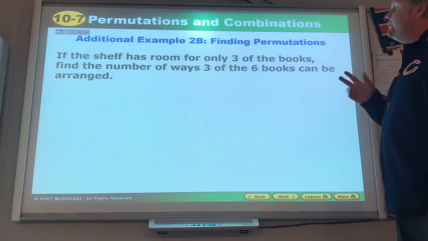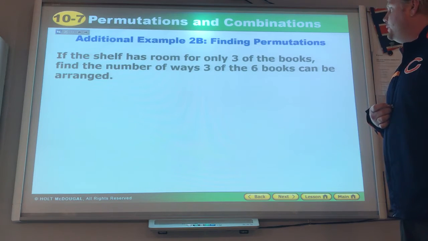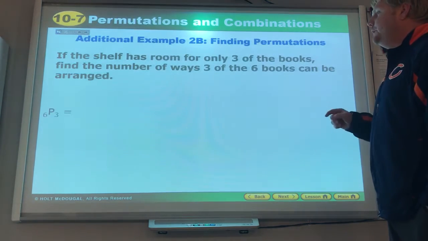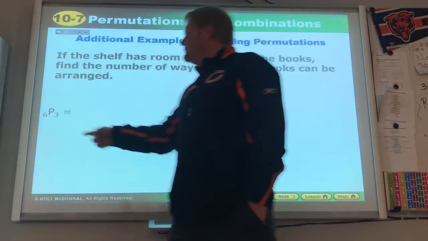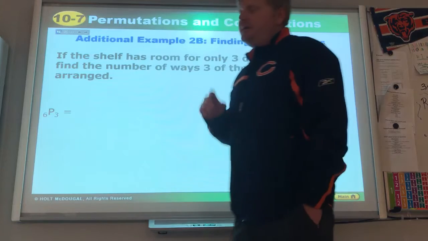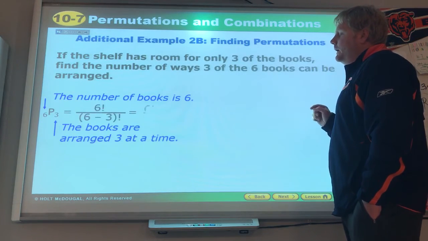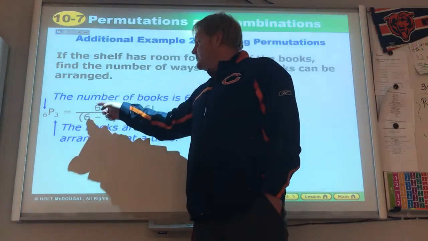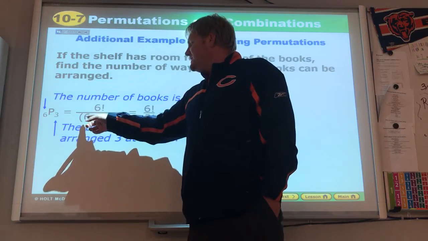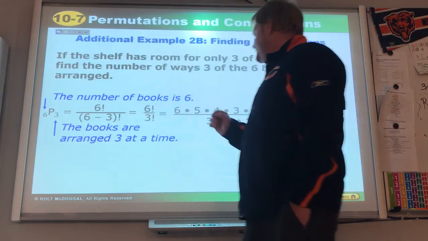If the shelf has room for only 3 books, how many different ways can the 3 of the 6 books be arranged? Here's where we're going to use those numbers now. We have 6 items, but they can only go into 3 different places. So here's where we're going to write our factorials. 6 factorial, because there's the 6 items. There's 6 items, but there's only 3 places, so we do the subtraction. 6 factorial over 3 factorial.